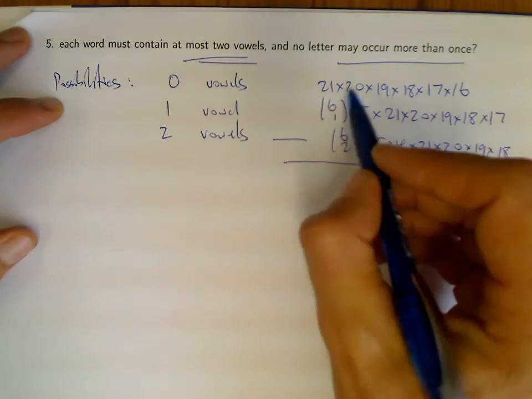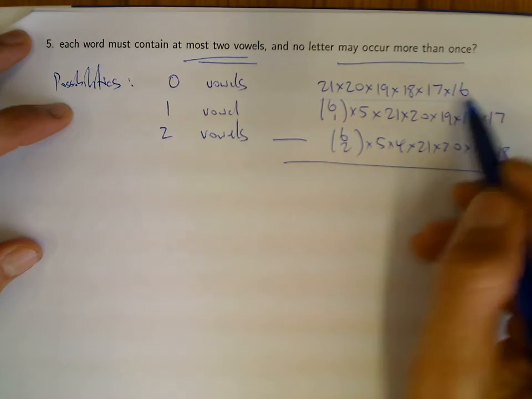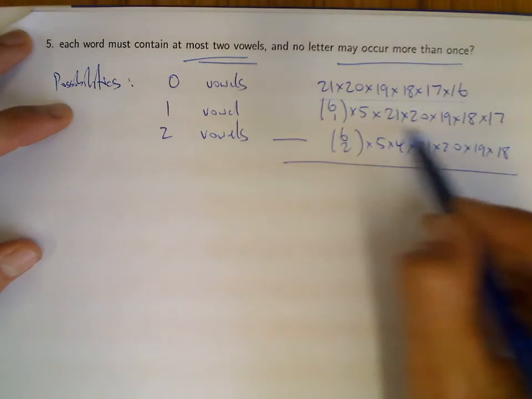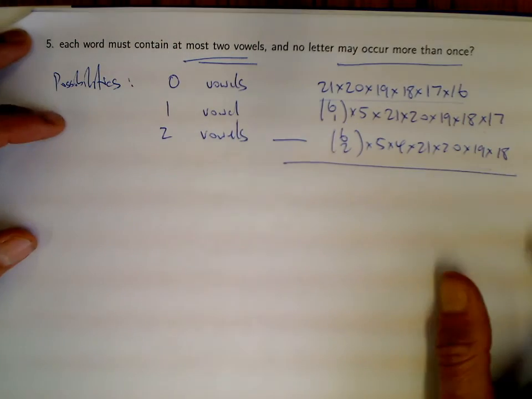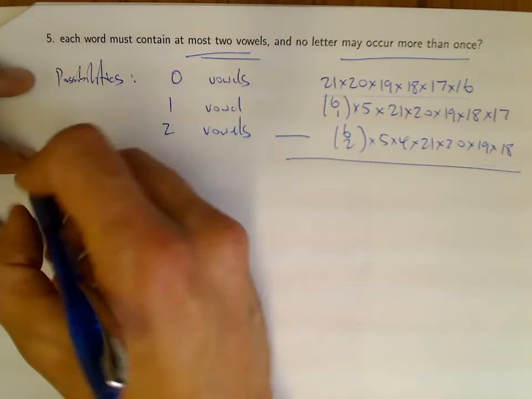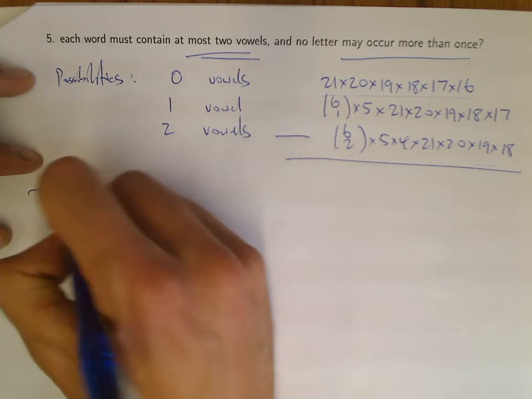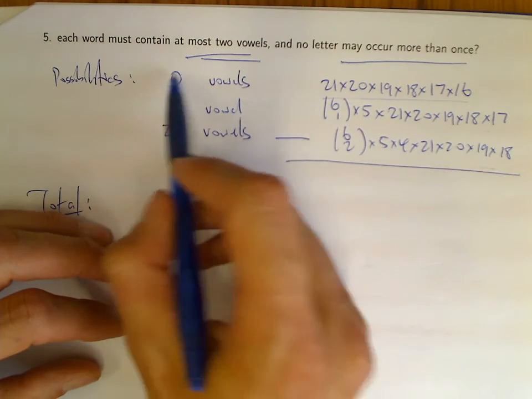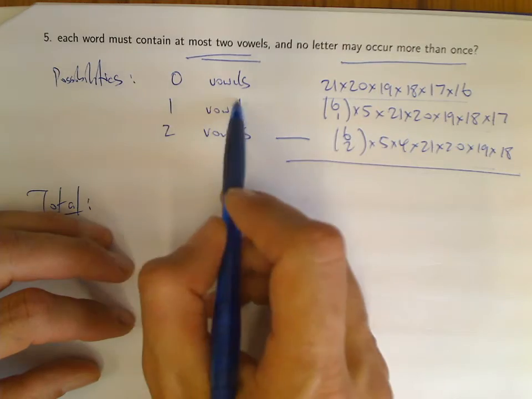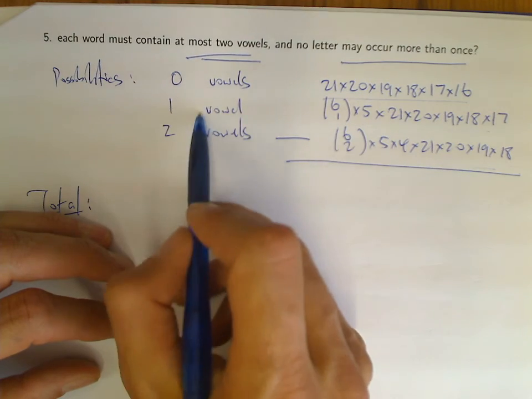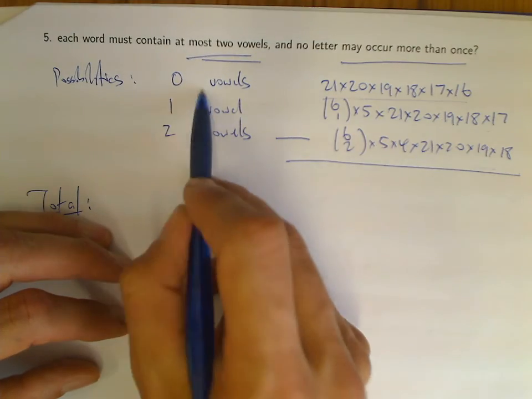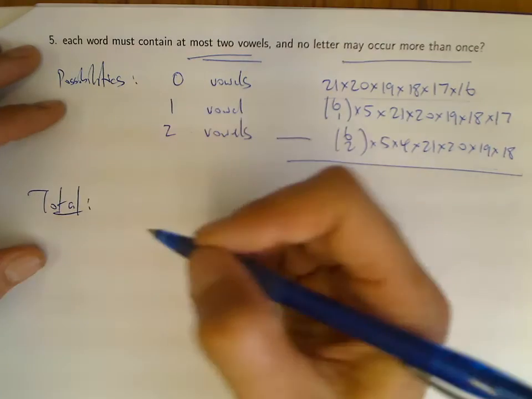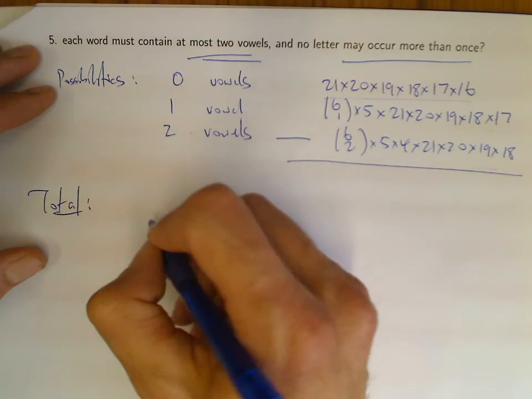All right, so just going back to our problem. We figured out that there's this many words with no vowels, this many with exactly 1, and this many with exactly 2. So we just want to add those up, using our addition principle, because there's no overlap between these. A word that's got 0 vowels, there's nothing in common between these sets or between any of these. So the total is we just add those up.